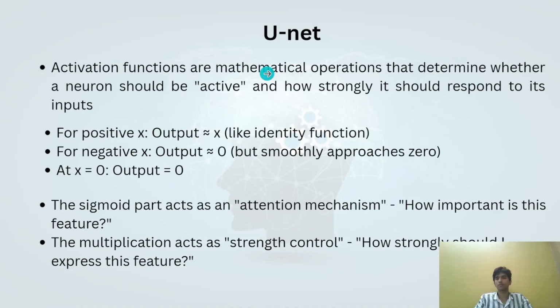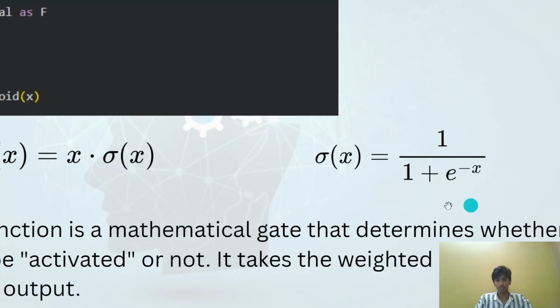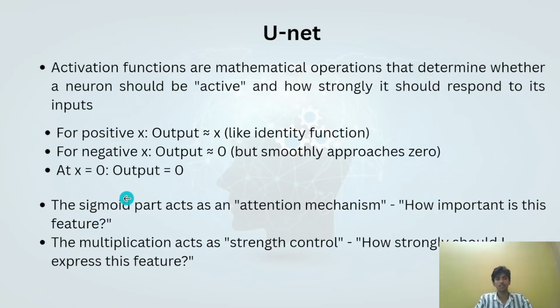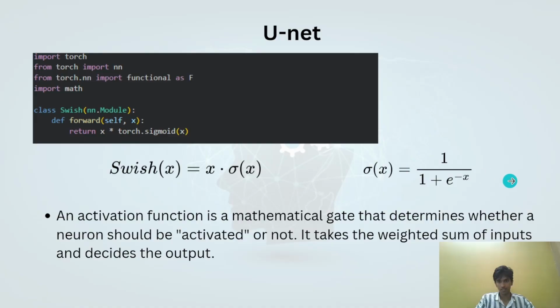These are mathematical operations, obviously. For positive output, you get the same output. It's like an identity function, just like I mentioned earlier. For negative x, we get the output 0, and it mostly approaches 0, because this function is actually smooth, and at x equals 0, we get 0. Although sigma of x becomes 1 when x is 0, the swish function also gets multiplied by x, due to which it becomes 0.